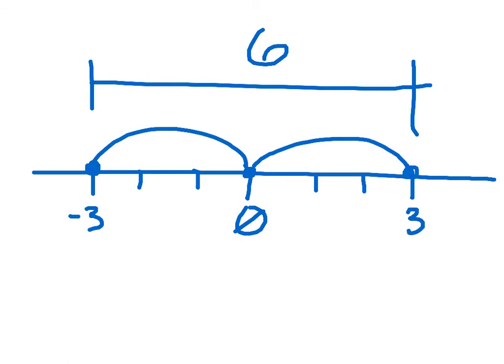So could you say that 3 and -3 are opposites? And why? Well, it's because they're both 3 units from 0, but in the opposite direction.